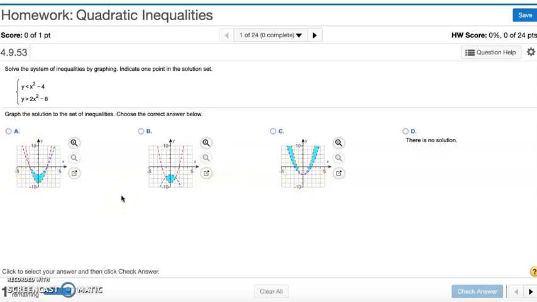If we didn't know that, and we were looking at the shading, we would see for the first one, it says less than, so you shade below it, so it's everything down here. For the second one, it's a greater than, so you shade above it, so it'll be this shaded region here. And there's no line under either of these inequalities. They're not equal to, so they're both dashed. So it'll definitely be A.